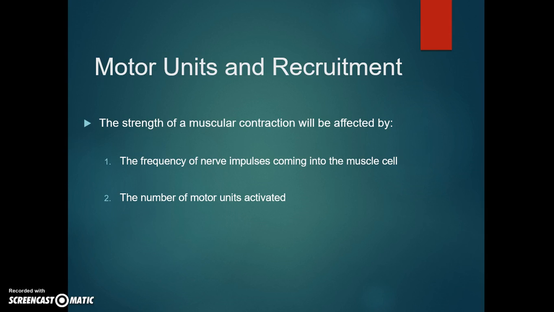How quick those nerve impulses come from the brain depends on how hard and how forcefully a muscle can contract. Also, this makes perfect sense. The more motor units you activate, the higher the contraction you can have. It just naturally makes sense. The more we activate, the more we can have.